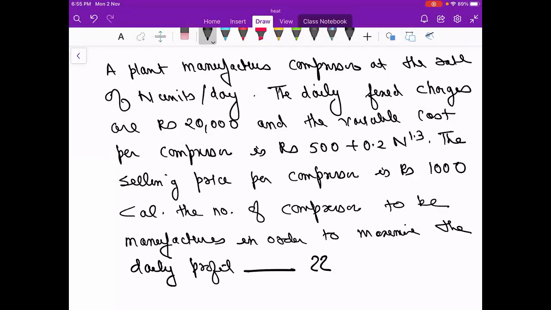So I will read the question. The plant manufactures compressors at the rate of n units per day. The daily fixed charges are rupees 20,000 and the variable cost per compressor is rupees 500 plus 0.2 n to the power 1.3. The selling price per compressor is rupees 1000. Calculate the number of compressors to be manufactured in order to maximize the daily profit.